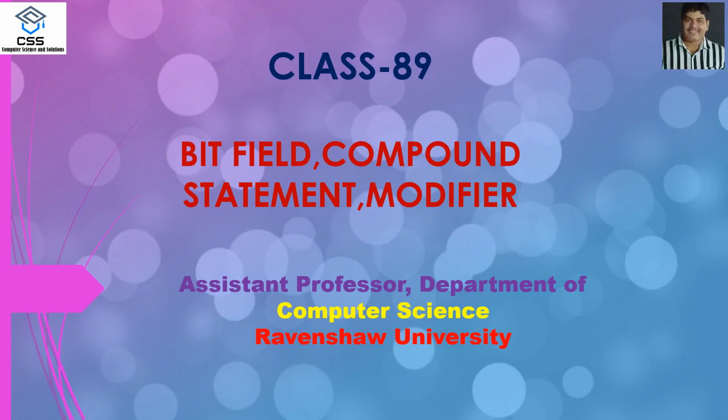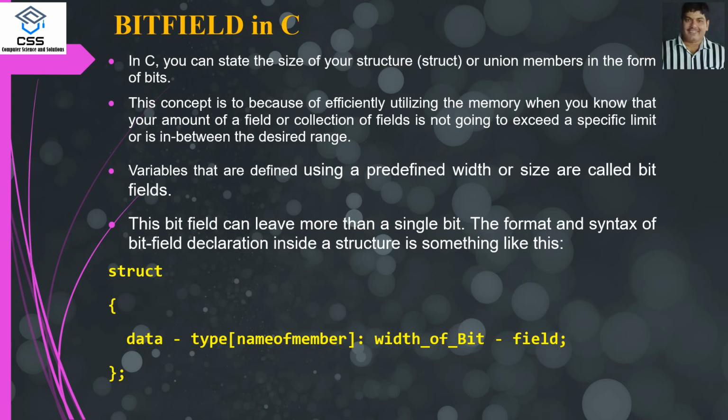A few important topics of C. Number 1 is bit field, number 2 is compound statement, number 3 is modifier. First comes bit field. What is a bit field?